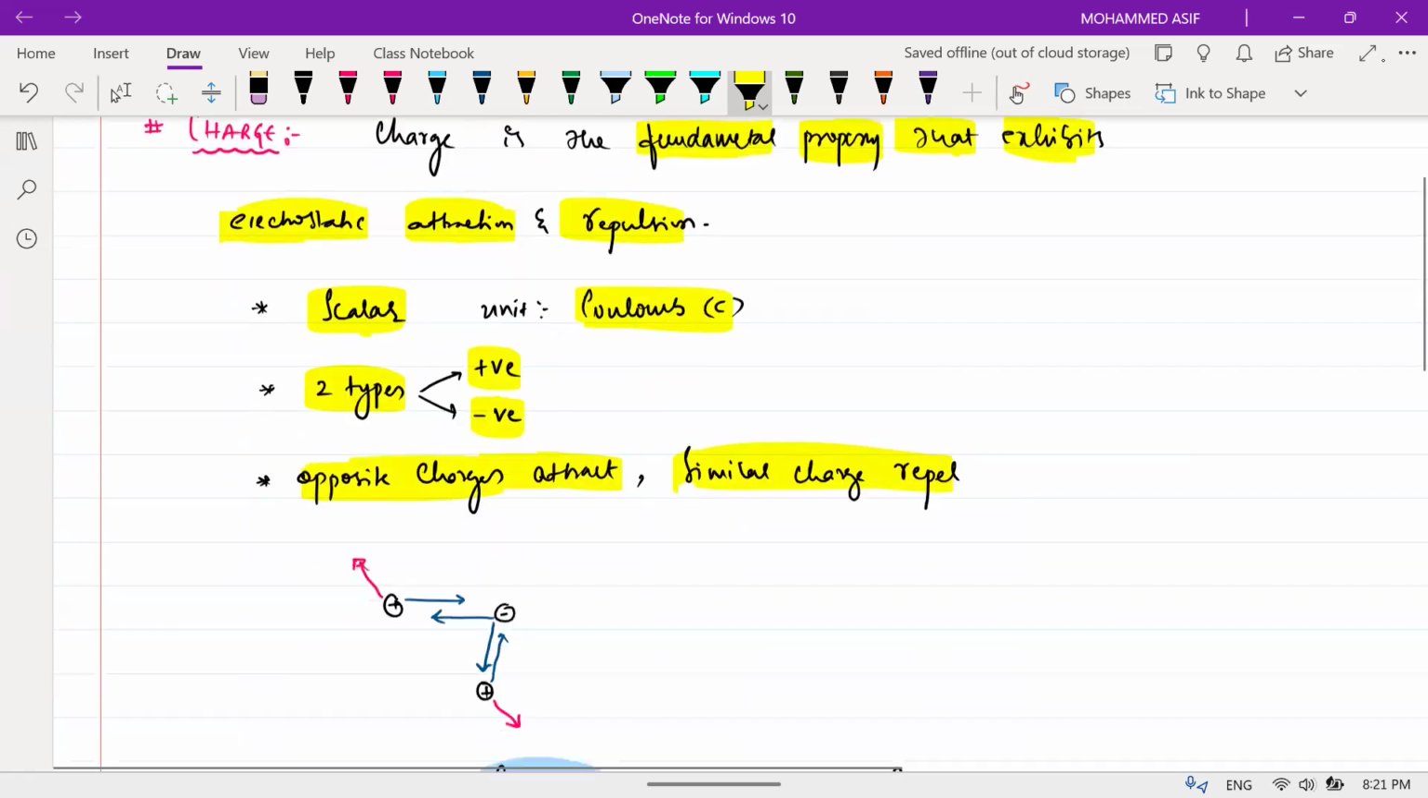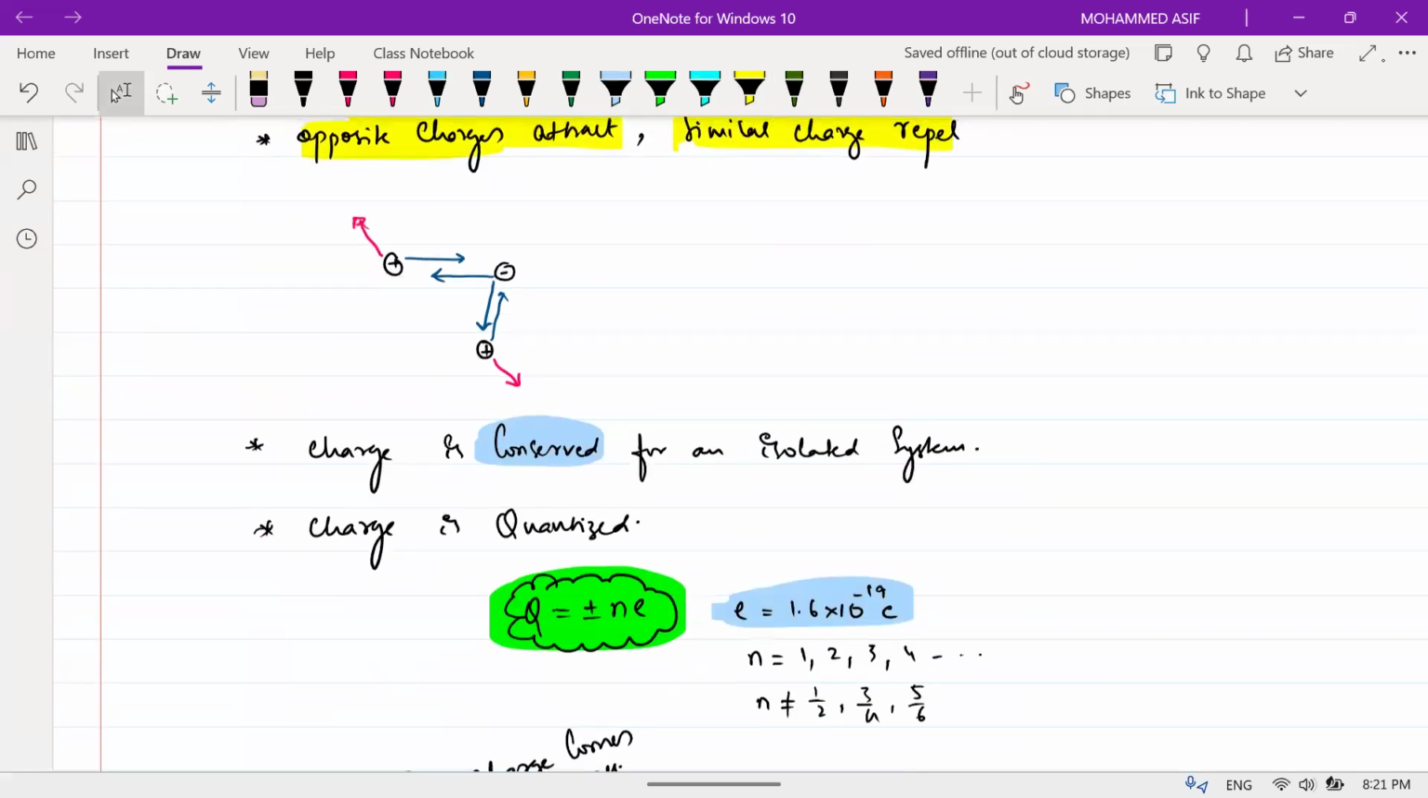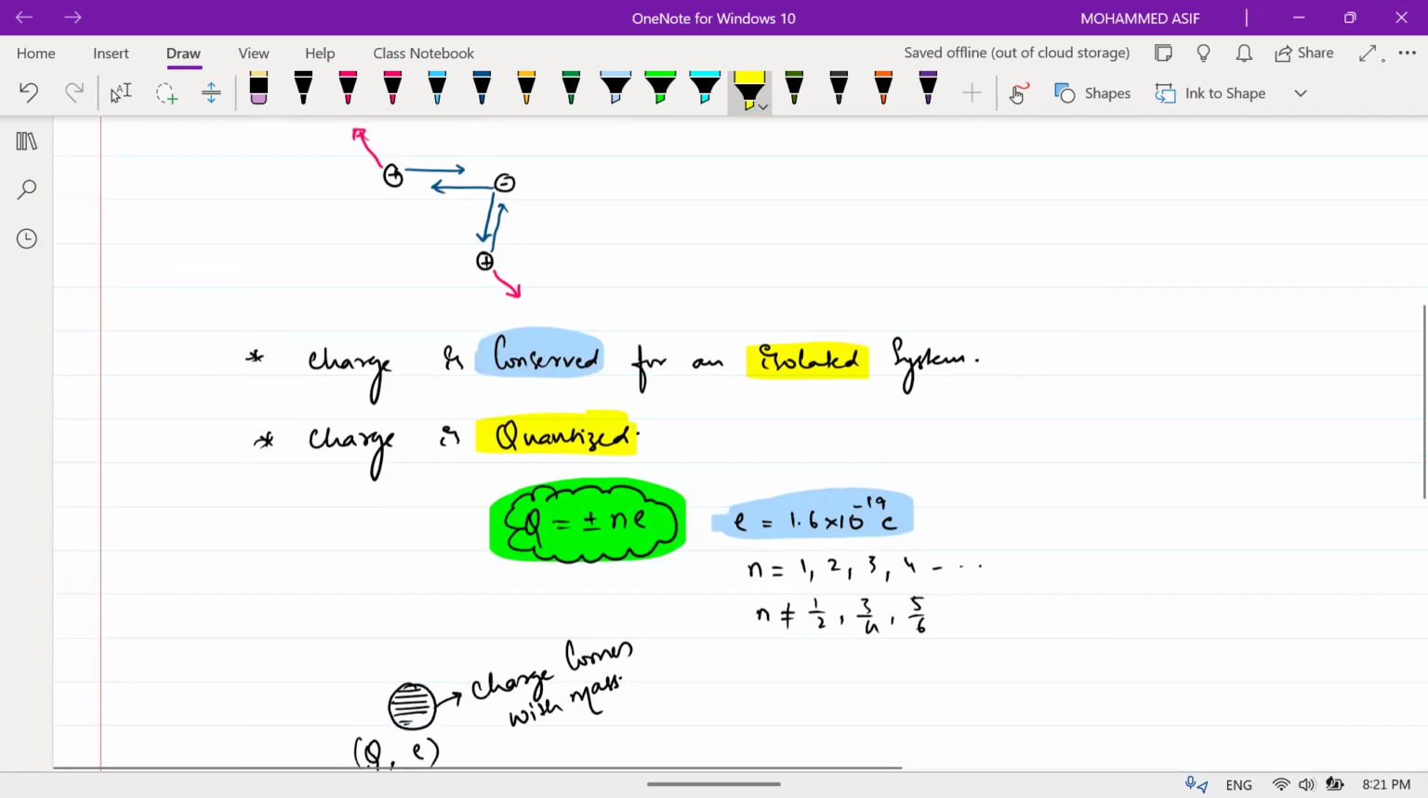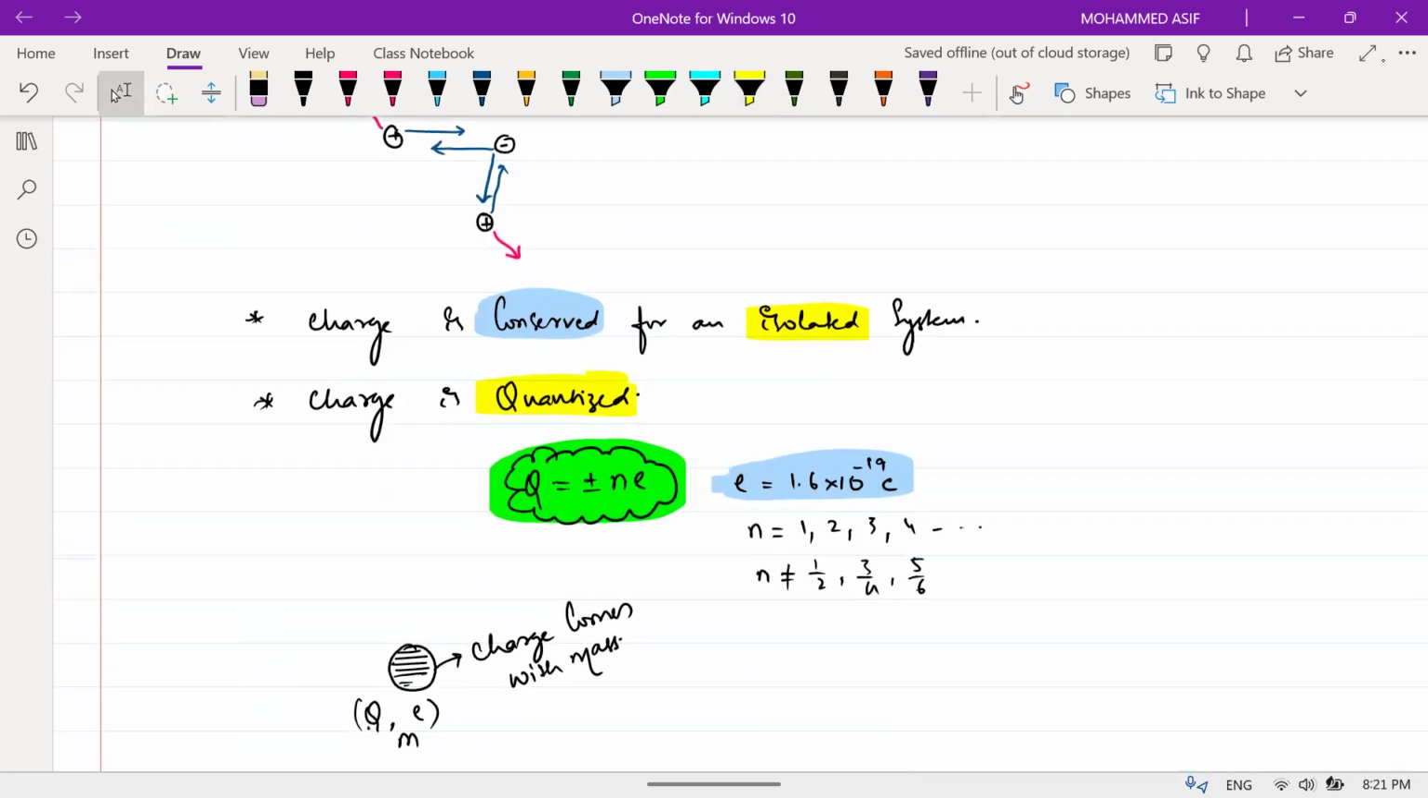Charge is conserved for an isolated system. And charge is quantized. That means charge always exists as an integral multiple of the charge of electron. That is Q is equal to plus or minus N into E, and the charge of electron is 1.6 into 10 power minus 19 coulomb. N value will be equal to 1, 2, 3, 4, and so on. But N cannot exist in fractions like 1 by 2, 3 by 4, 5 by 6. It is not possible.